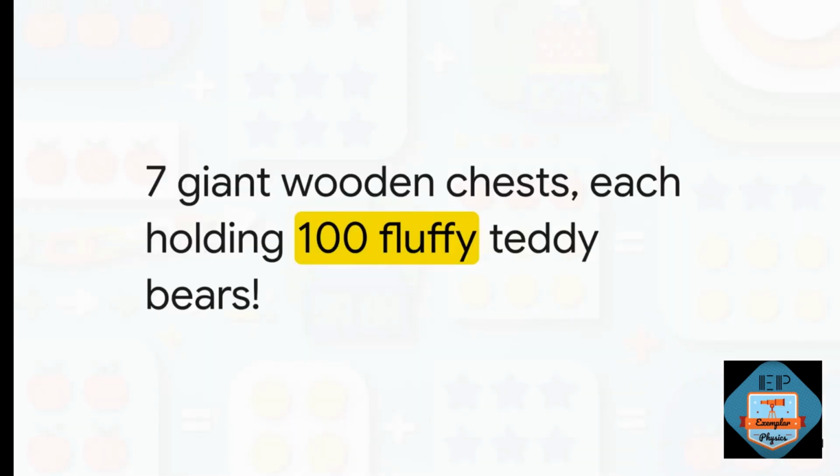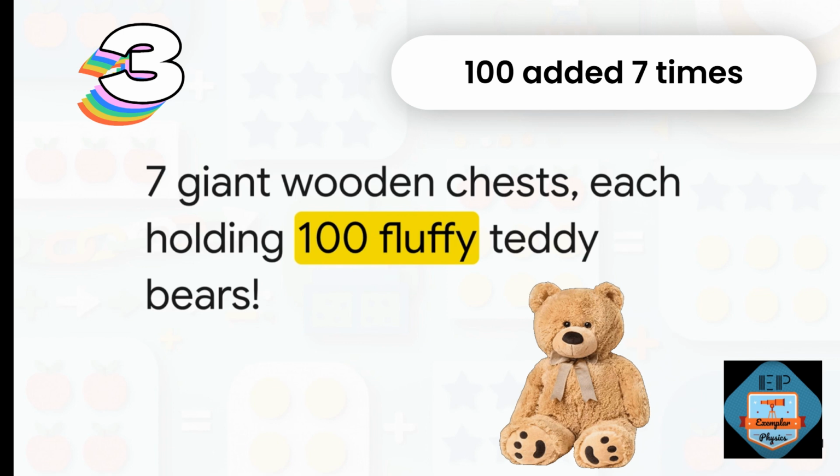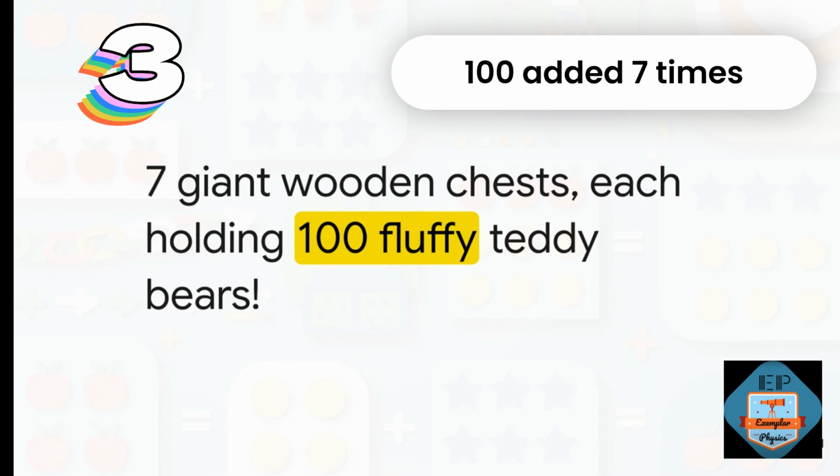Okay, hold on to your hats for this one because puzzle number 3 is giant. It says 100 added 7 times. Try to picture 7 giant wooden pirate chests creaking open. But wait, instead of gold, inside each and every chest, there are 100 soft, fluffy, cuddly teddy bears. That is a huge group. We have 7 chests and 100 teddy bears in each one.